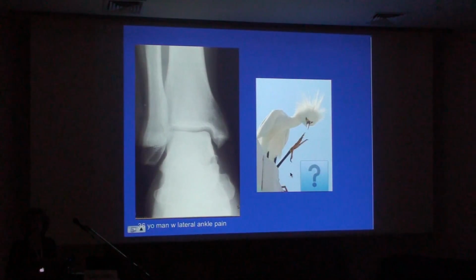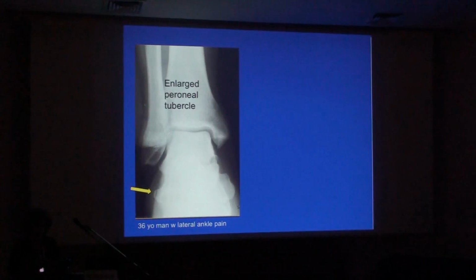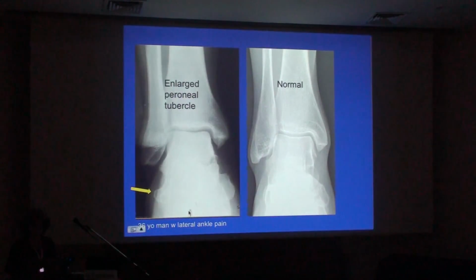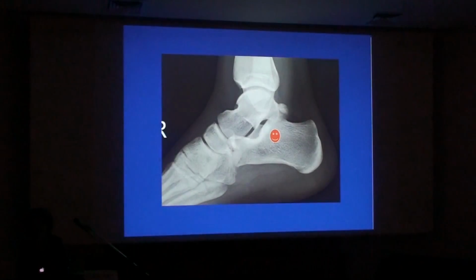Okay, moving on to another patient with lateral ankle pain. Does anybody see the pathology? Now this is not necessarily abnormal, this is a normal variant, and we see a very enlarged peroneal tubercle. We do see them every once in a while. They don't have to be symptomatic, but they can be, and this one is quite big. Notice here the normal patient, you don't have this little bump here. I'll show you the MR in a few minutes on this patient.